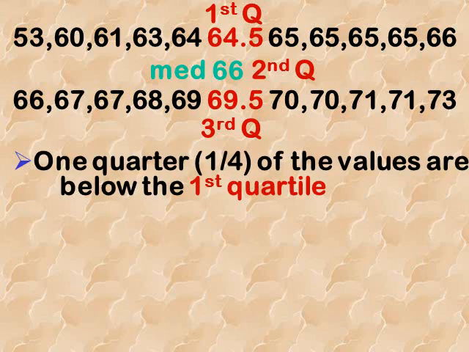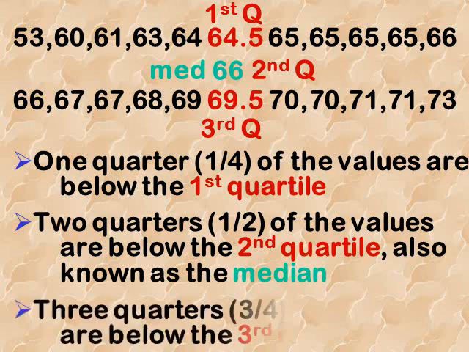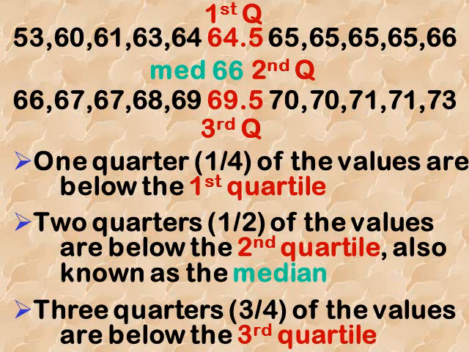1/4 of the data values are below the first quartile. So 25% of your data values are below 64.5. 2/4, or 1/2 of the values, are below our second quartile, also known as our median. So half of our data values are below 66. 3/4 of the values are below the third quartile. So that means 75% of the data values are below 69.5.